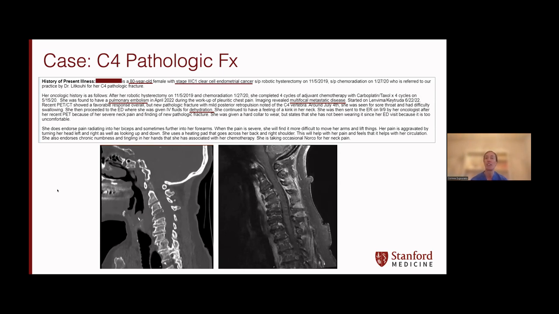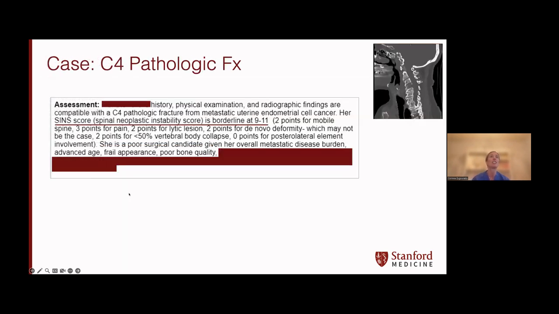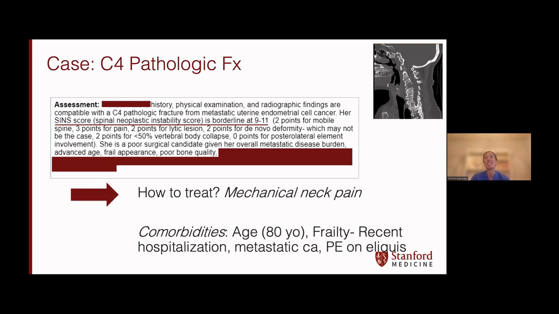You can see she doesn't have a significant amount of spinal cord compression, and she also has overall degenerative spine disease, as one would expect in an 80-year-old, okay? So what should we do in a case like this? Her SIN score is borderline. She is a poor surgical candidate given her overall metastatic disease, her age, her frail appearance, her poor bone quality, and she basically just has mechanical neck pain, okay?